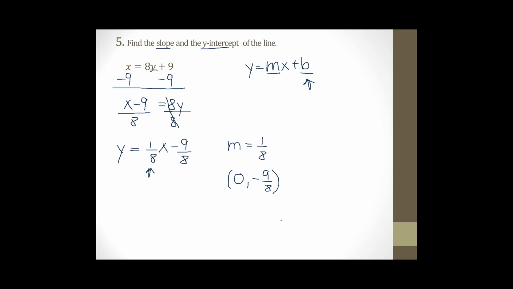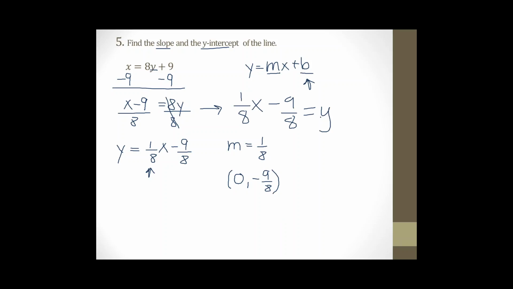After you subtract 9 from both sides. Okay. Oh, she probably got lost when I switched equations. Okay. So to try to clarify how we finished number 5, remember when she subtracted 9 from both sides, then she wanted to isolate y. So at this point here, she basically had 1 over 8x minus 9 over 8 equals y.